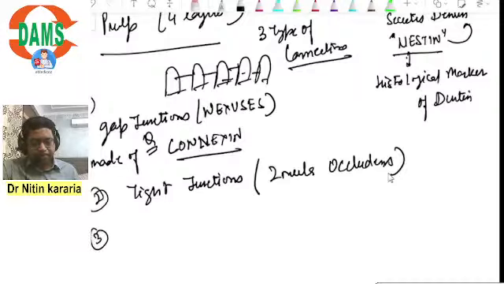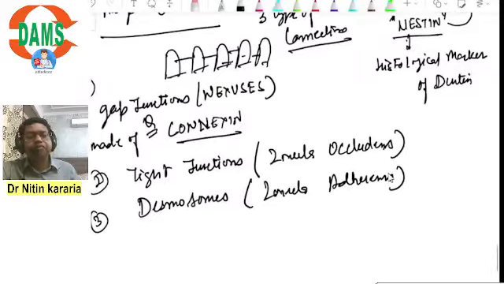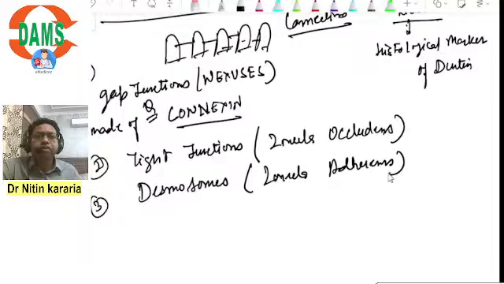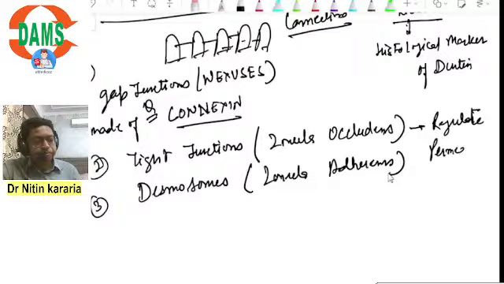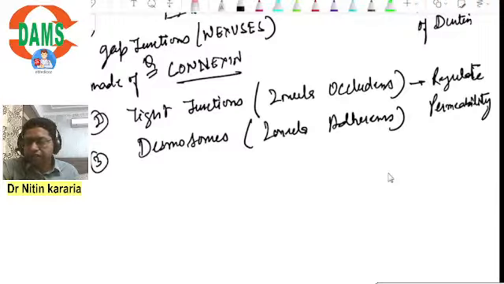And there are desmosomes, which are called zonula adherens. These are the three types of connections which exist between the outermost layer of dental pulp, which is called the odontoblast layer. It has a function of secreting dentine, and the histological marker of the presence of dentine is the compound called nestin. The tight junctions regulate the permeability of your odontoblast layer.